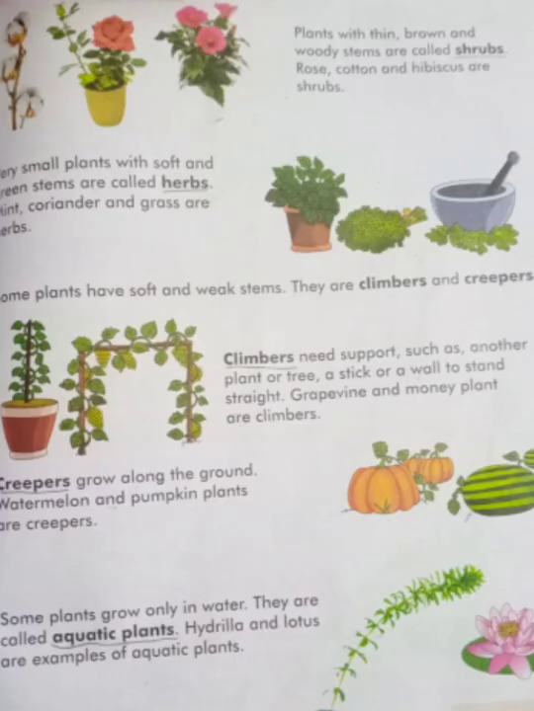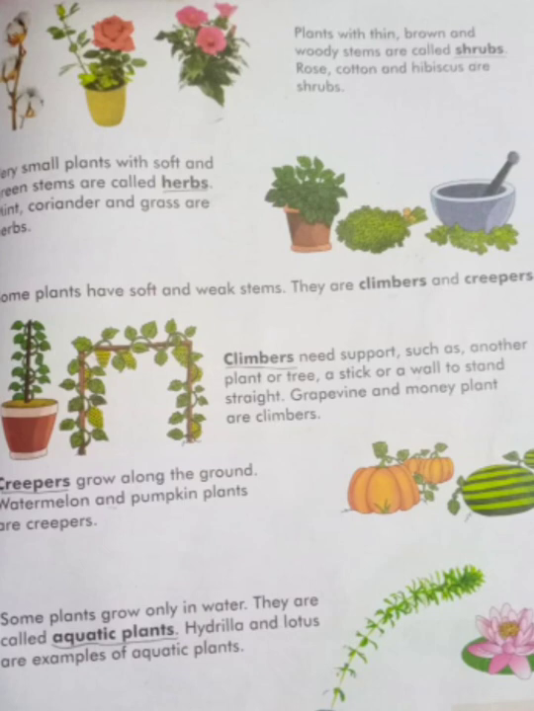Next we will study about the plants with thin brown and woody stems. These are called the shrubs. And rose, cotton and hibiscus, these are the shrubs. Yes, you can see these three plants. This is cotton plant, this is rose plant, and this is called hibiscus plant.